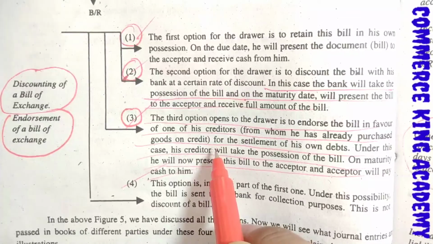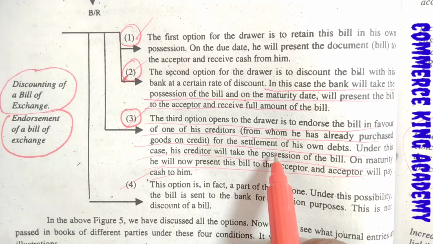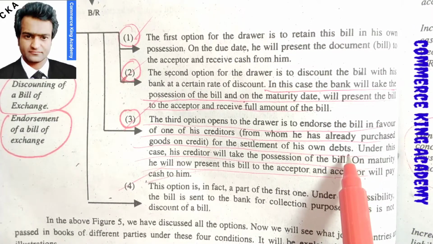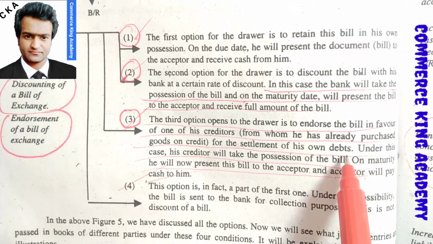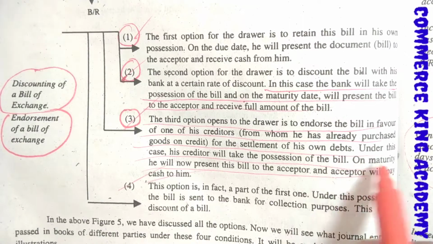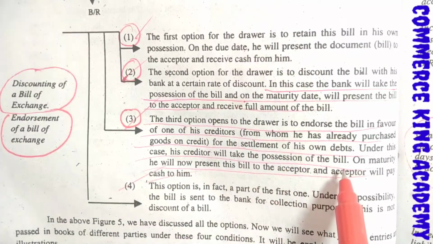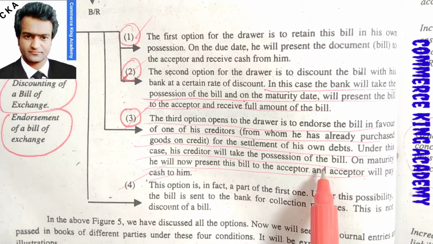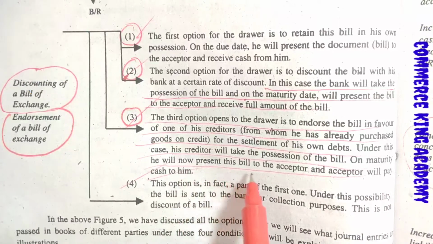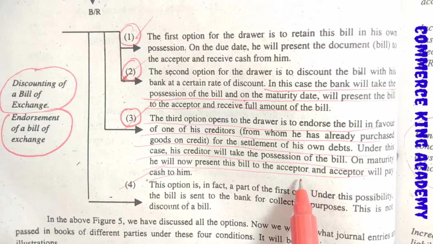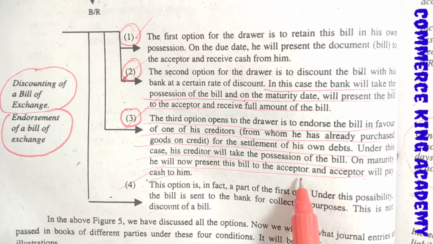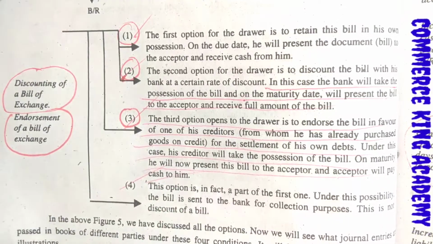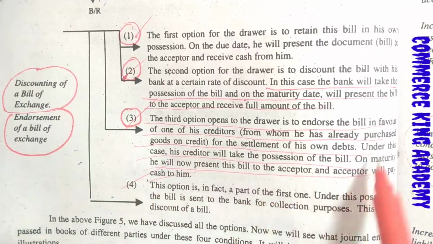So for settlement of his own debts, he will use the bill of exchange which he already has in his hand after acceptance by the drawee. In this case, his creditor will take possession of the bill. The drawer will give the bill of exchange to his creditors. On maturity date, his creditors will present the bill to the acceptor on the due date, and the acceptor will pay cash to him. So all the transactions will be done by this process.